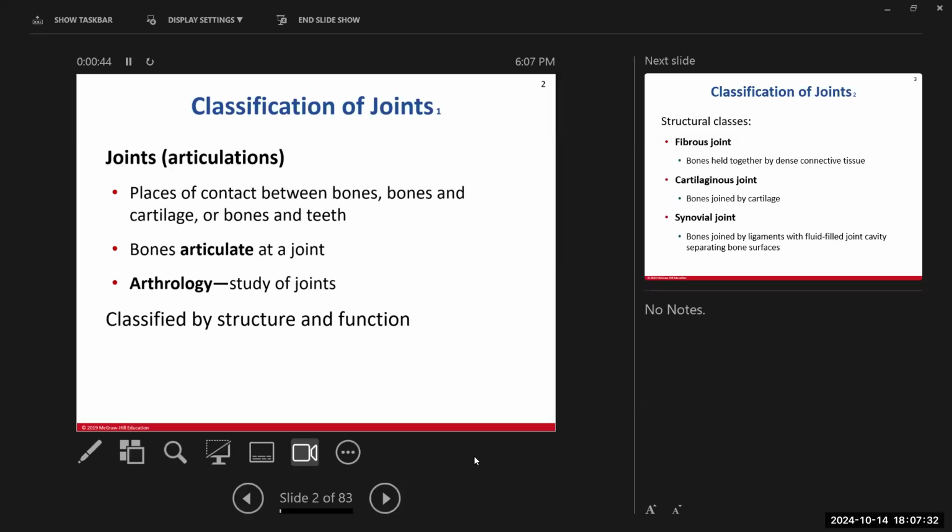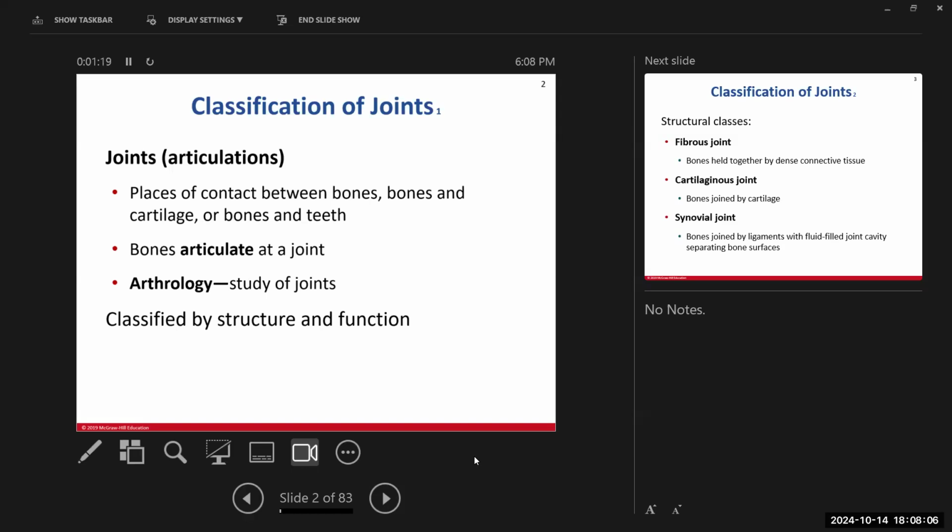Like, for example, your teeth, right? How they insert into the mandible and the maxilla. We're going to see that that is a type of joint called a gomphosis. So you'll see it's not always a bone connecting to another bone. You might see cartilage. For example, in your spine, the intervertebral disc joints. In between each of the vertebrae you have a disc, and that disc is made of cartilage, and that also forms a joint.